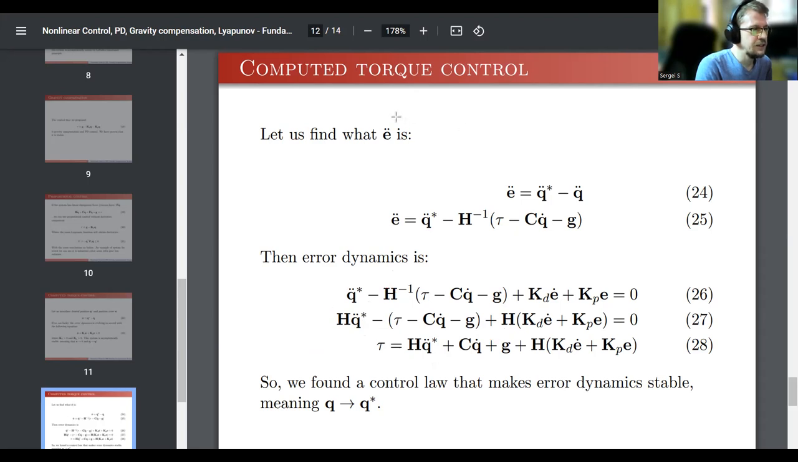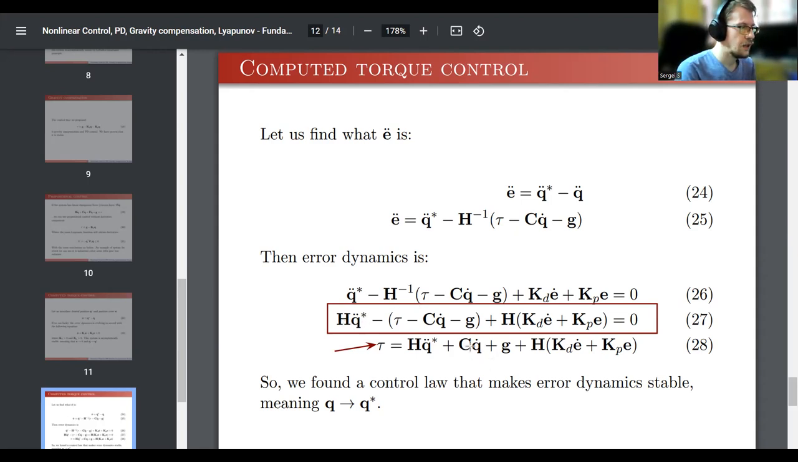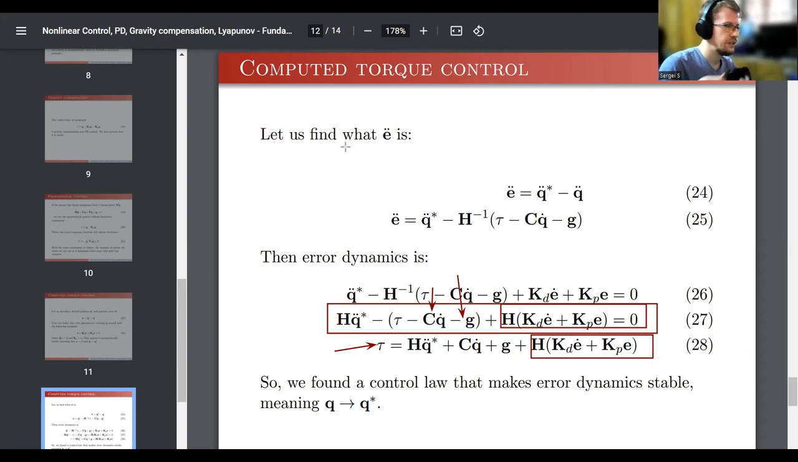Now, considering this equation, what can we do? Well, we can express what tau is supposed to be. We can express tau from here. So tau would be equal to H Q double dot star plus C Q dot plus G, right? Where do those come from? We leave them on this side, the minus gives us plus, and tau goes to the right hand side, and that's how we get it. And this whole thing here remains the same. So that is what we do here.